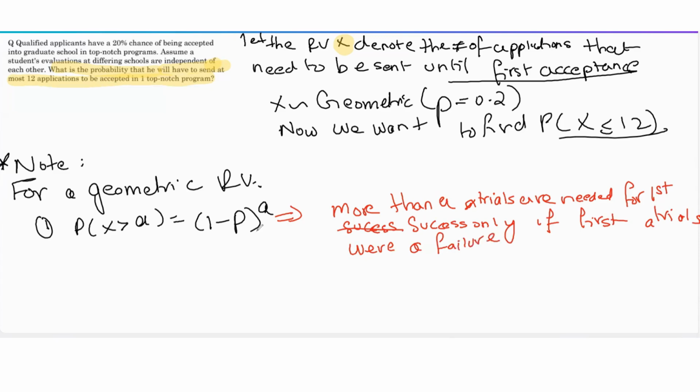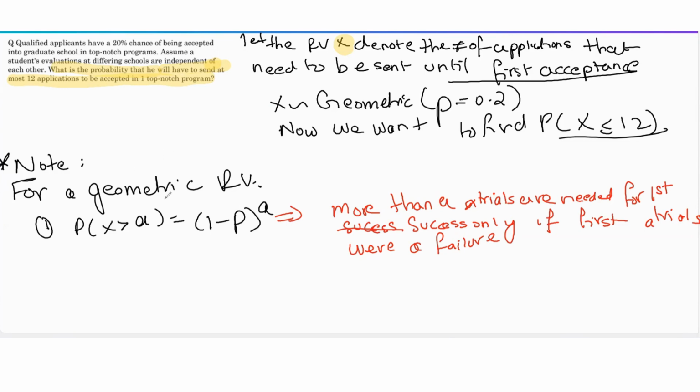So that's why the probability that we need more than a trials for first success is just the probability that the first a trials were a failure. And we know the probability of success is p, so the probability of failure is 1 minus p. And since all trials are independent of each other, if you want to find the probability that you failed in all the first a trials, it's the probability of failure in the first trial and the probability of failure in the second trial, and so on. Really, you multiply the probability of failure for all a trials.